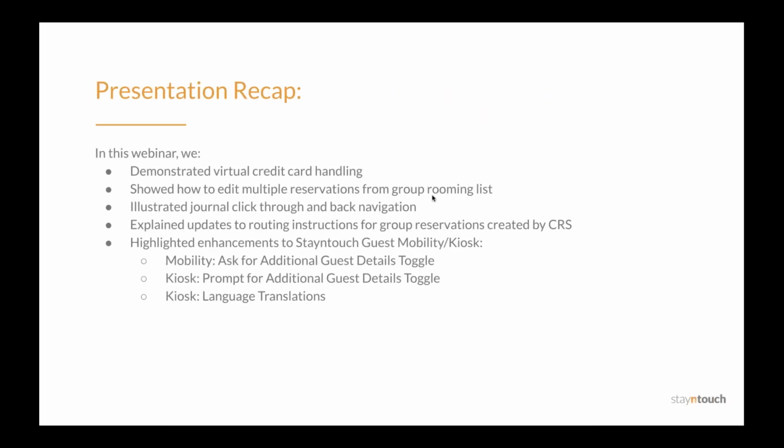All right, so in this webinar, we demonstrated virtual credit card handling, showed how to edit multiple reservations from the group rooming list, illustrated journal click-through and back navigation, explained updates to routing instructions for group reservations created by a CRS, and highlighted enhancements to Stayntouch guest mobility and kiosk. For mobility, we covered the ask for additional guest details toggle. And for kiosk, we covered the prompt for additional guest details toggle, as well as language translations.